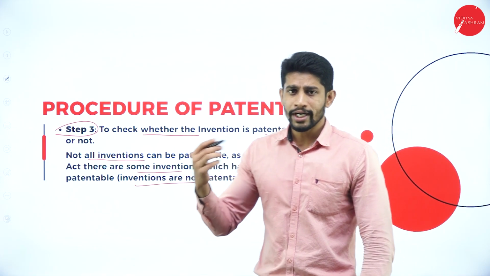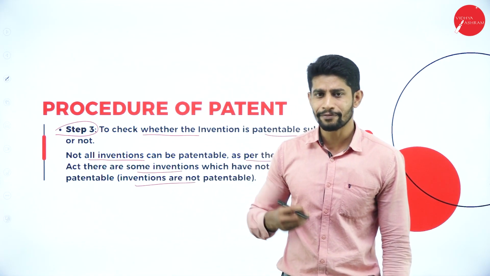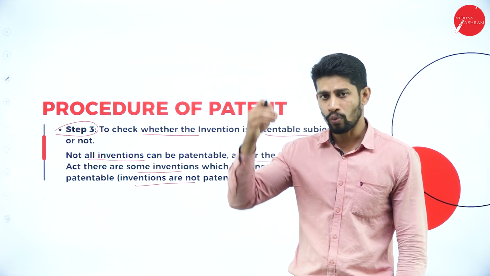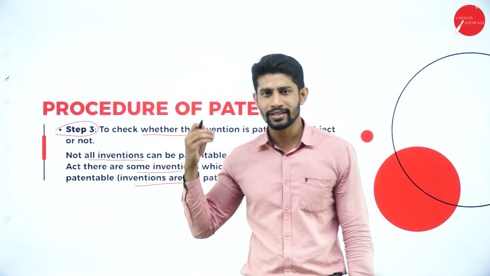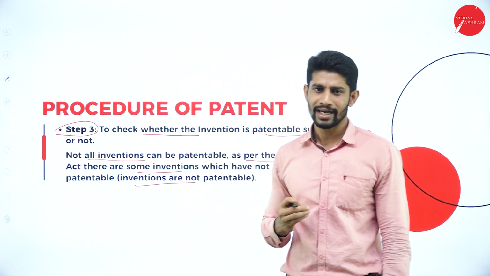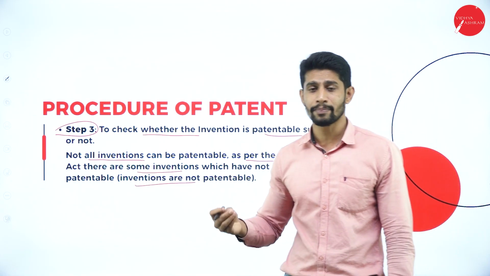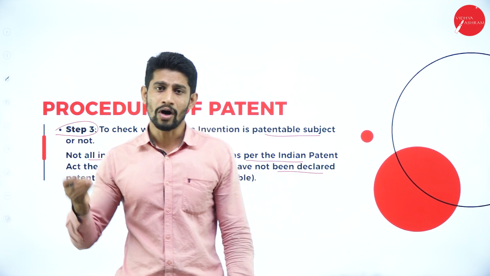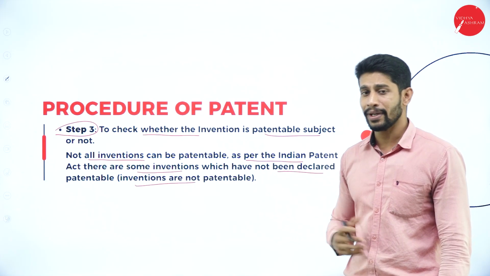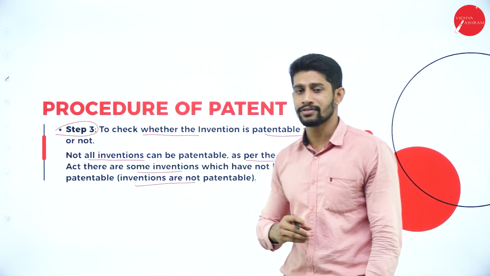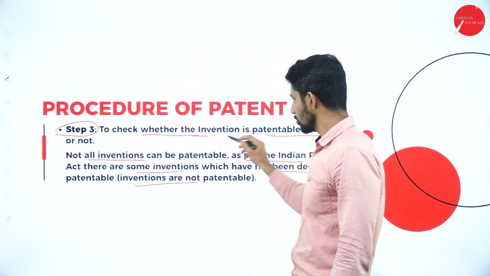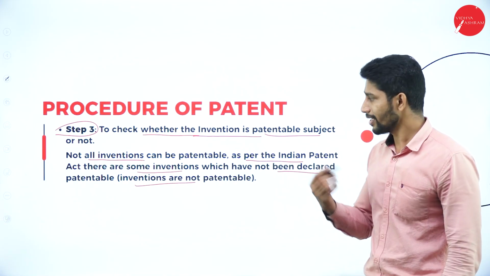Yes, you can go and approach the government with your full information about your invention, but every invention is not patentable. Once you give all the information, diagrams, drawings, and sketches to the government authority, then in step 3 they will decide whether that invention is capable of getting the patent, eligible to get a patent, or patentable as per the rules and regulations of the Indian Patent Act of 1970. So in step 3, they check whether the invention is patentable or not.